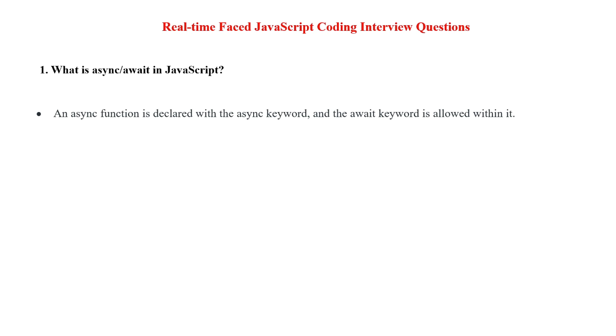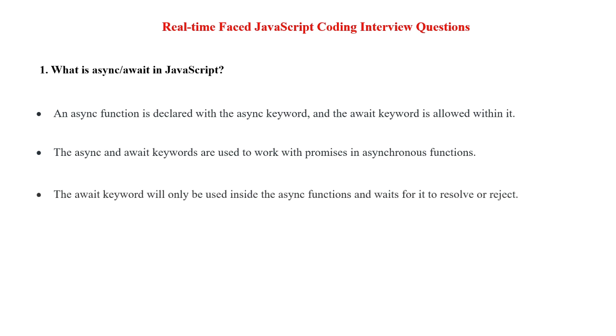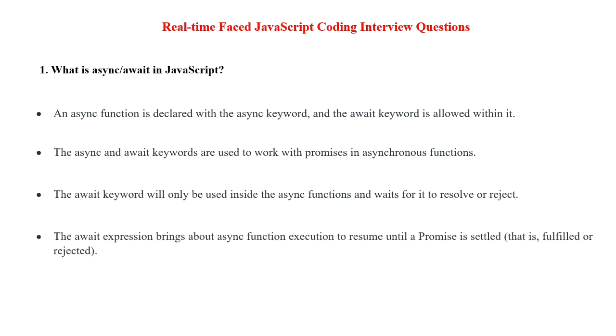An async function is declared with the async keyword and the await keyword is allowed within it. The async and await keywords are used to work with promises in asynchronous functions. The await keyword will only be used inside the async function, waiting for it to resolve or reject. The await expression pauses the async function execution until the promise is settled.